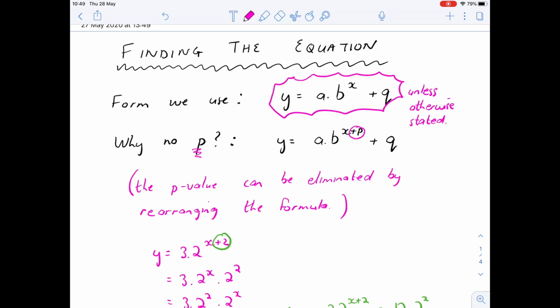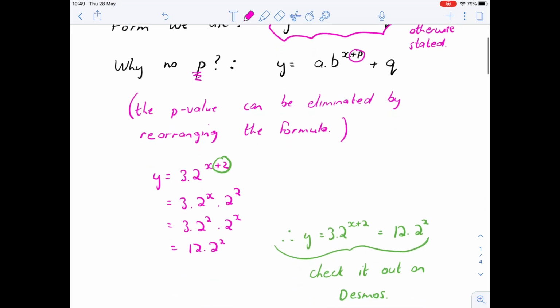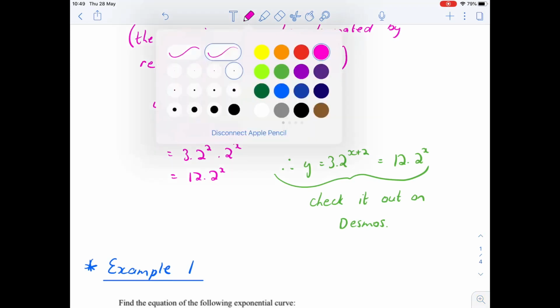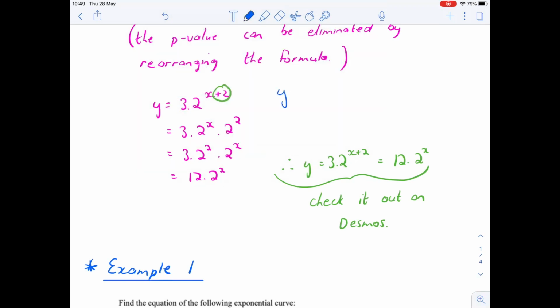And if you don't get the rest, it's fine. But I just think it's also very interesting how we play around with exponents. So the p value can be eliminated by rearranging the formula. And I'm going to show you with an example here. So if we have this formula here, if we compare it to the standard formula, it would be, remember, y equals a times b to the x plus p plus q. So essentially, if we compared it, a would be 3, b would be 2, p would be plus 2, and the q would be plus 0.